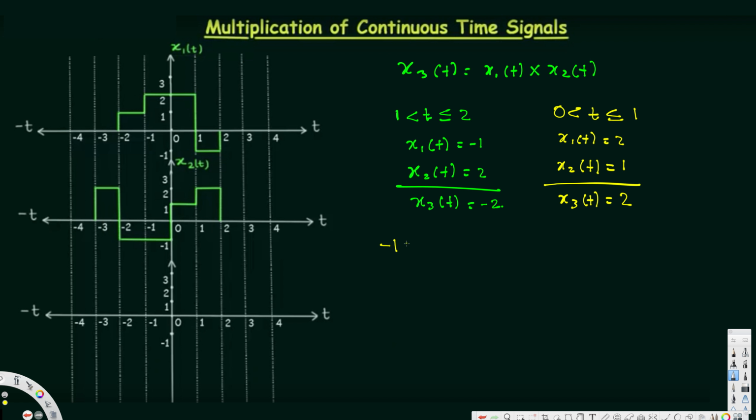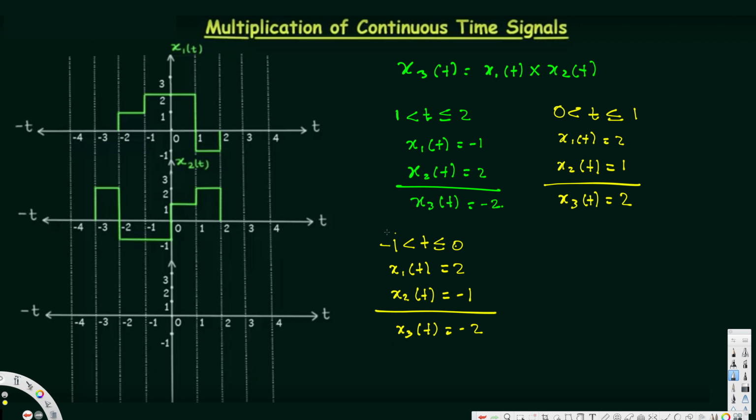And let's look at the next interval, that is -1 to 0. In this interval x1 of t is equal to 2 and x2 of t is equal to -1. Therefore x3 of t is going to be the multiplication of these two, that's going to give us -2.